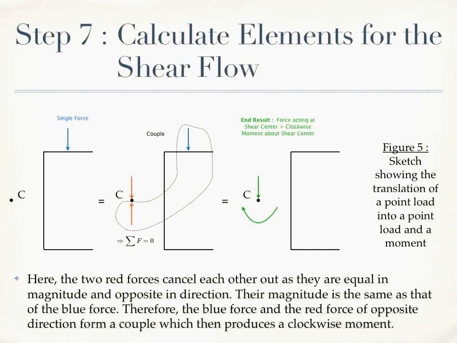You'll also notice that they have the same magnitude as the blue force. So if you take the bottom red force and the blue force and put them together, you see they form a couple, and that couple is at the origin of the moment you see in green in the third step. Therefore, we've successfully transformed our eccentric point load into a point load at the shear center C, and to compensate, we have a moment.